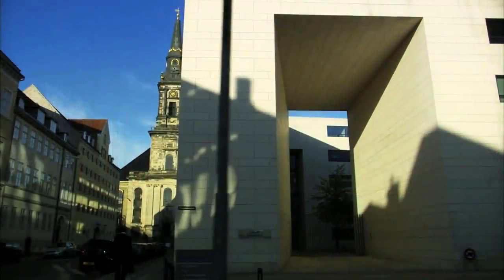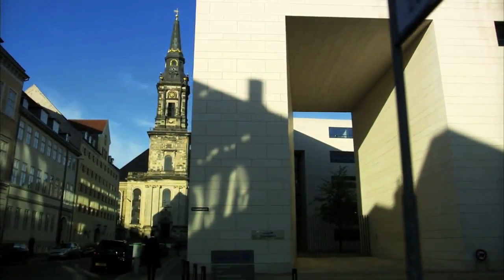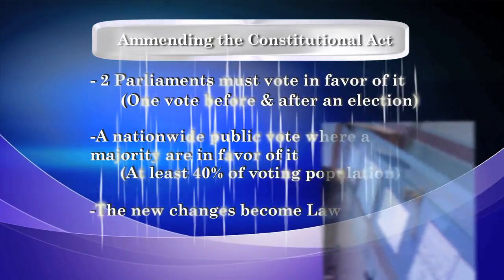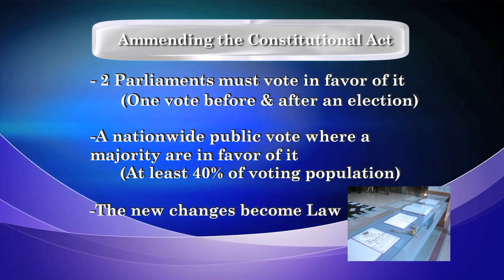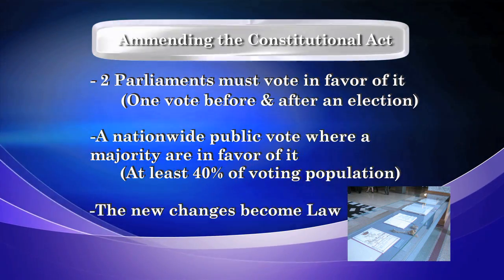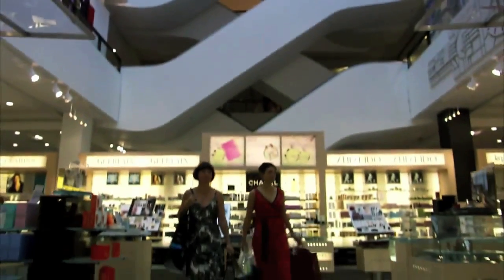The Constitutional Act of 1953 outlined a specific procedure to do so. First, 2 consecutive parliaments must receive a majority vote to change the Constitution. 1 vote before the election and a second vote after the election. Once Parliament receives 2 majority votes, the public gets a say.